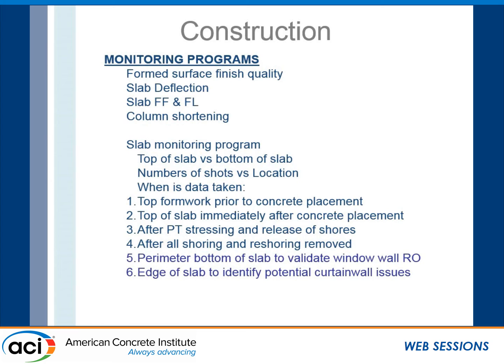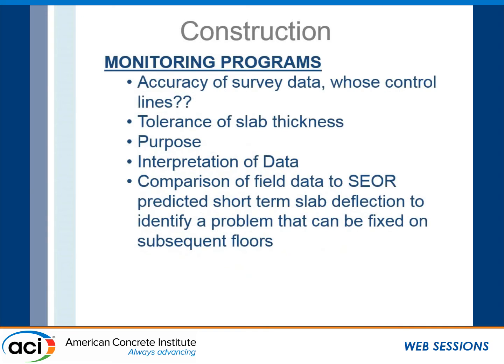We also take a perimeter bottom of slab to validate window wall rough openings at the moment we're casting, and then edge of slab to identify potential curtain wall issues. Things that are up for debate are the accuracy of the survey data, whose control lines, the tolerance of the slab thickness, and what the purpose of these monitoring programs is. Again, we straighten that all out beforehand with the design team and the ownership, so they know what we're measuring, what to expect, and the purpose of this data.